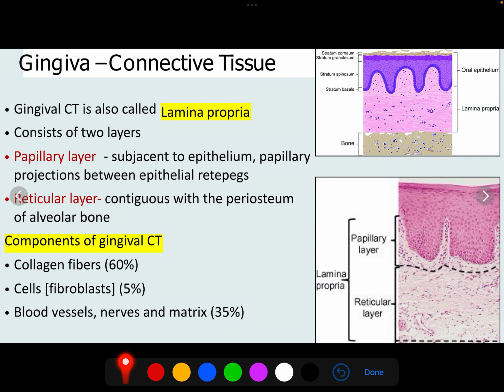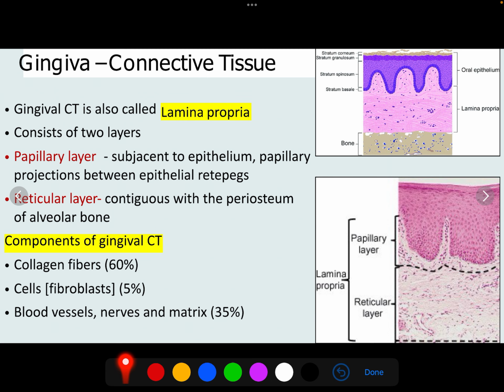This is the epithelium, and underlying the epithelium we have the connective tissue. The gingival connective tissue is also known as lamina propria. Lamina propria has two layers, the papillary layer and the reticular layer. The papillary layer is adjacent to the epithelium and it has papillary-like projections between the epithelial rete ridges. So this portion is the papillary layer. Below the papillary layer, continuous with the periosteum of the alveolar bone, is the reticular layer.